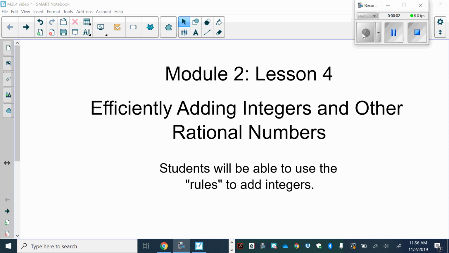Hi everybody, today is Module 2, Lesson 4, Efficiently Adding Integers and Other Rational Numbers. Students will be able to use the rules to add integers. So some of you have been feeling ready to get rid of the number lines. If you still need the number line, you may use it after today. But we are going to talk about what the rule is and make sure that you are starting to learn how to do it without the number line. But again, you are always welcome to use the number line.